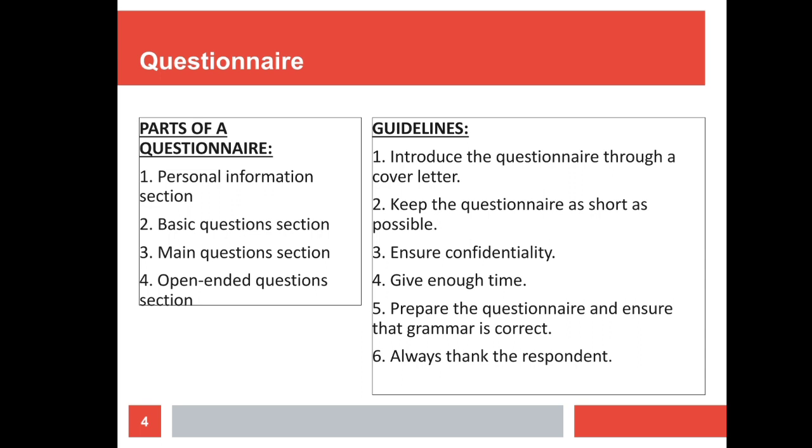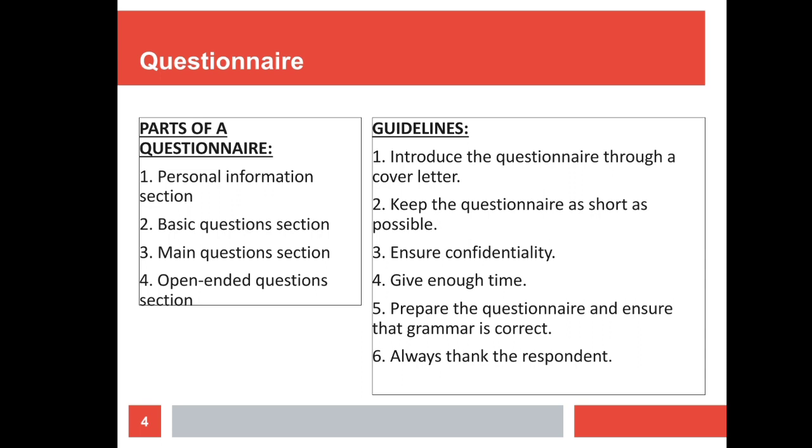Second, keep the questionnaire as short as possible. Like with the previous example, if you have three research questions, 15 questions would do. Don't overdo your questionnaires. Don't bore your respondents to death. Third, ensure confidentiality. Always ensure that the anonymity of your respondents is your top priority. In a way, it would create a sense of rapport and confidence between you and your respondent, so that the respondent will be able to trust you and send you the copy of your questionnaire right away.